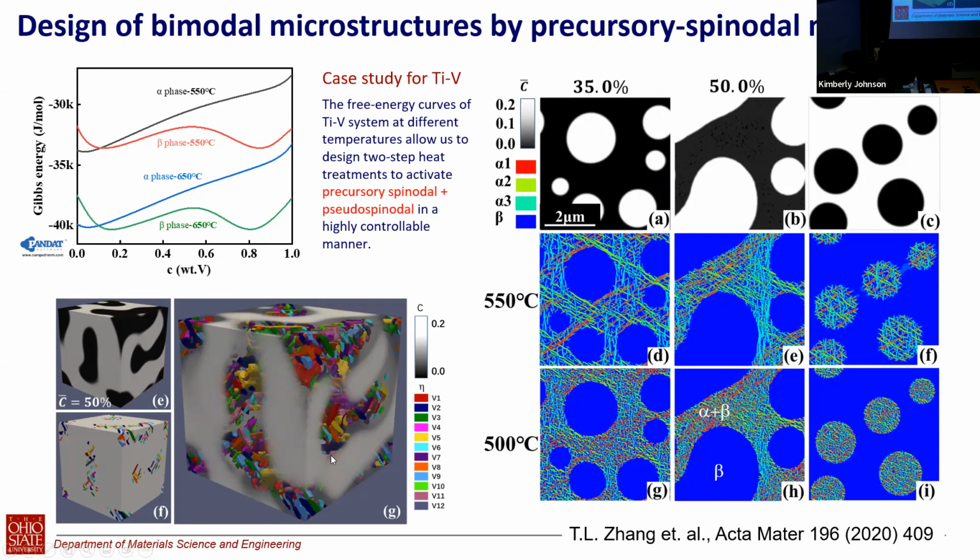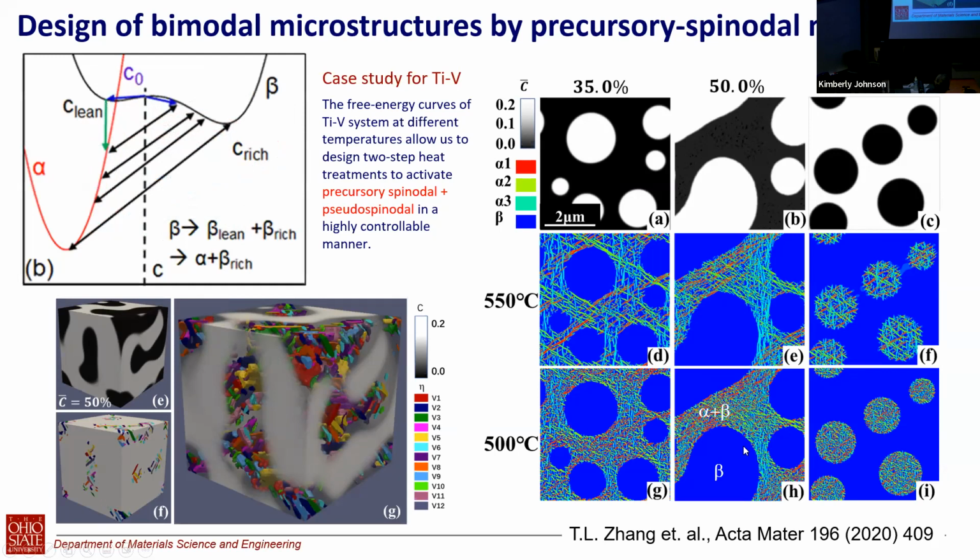You're going to have, say, single-phase beta. You can have very fine scale alpha plus beta, so you get this microstructure. If you are familiar with titanium alloys, that's the detail of the mechanism for pseudo-spinodal. So I can skip that one.